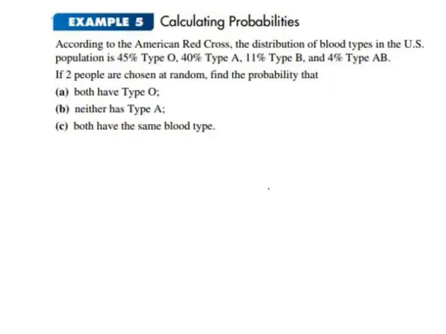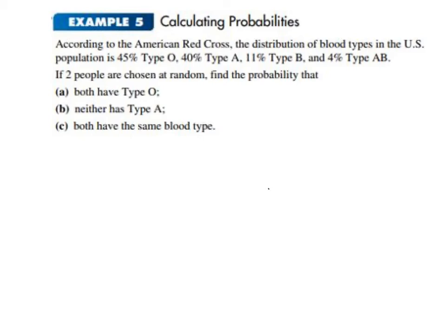According to the American Red Cross, the distribution of blood types in the U.S. population is 45% are type O, 40% type A, 11% type B, and 4% type AB. I choose two people at random. What's the probability that both have type O?